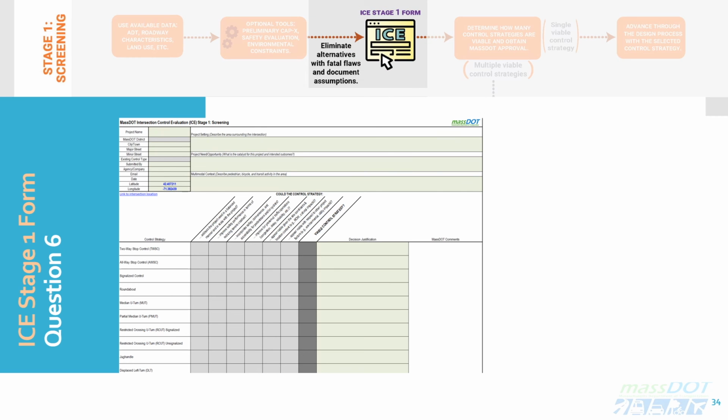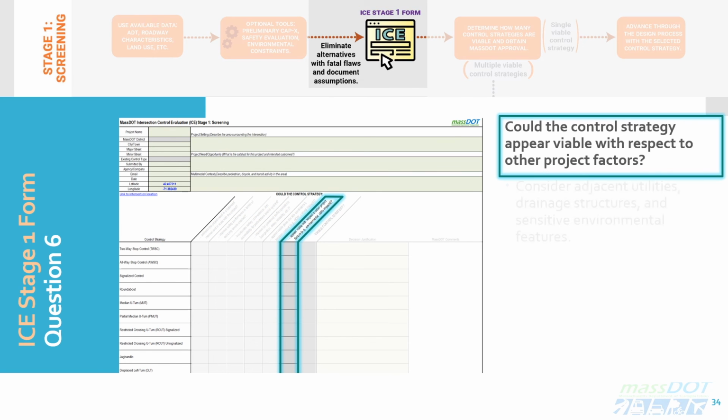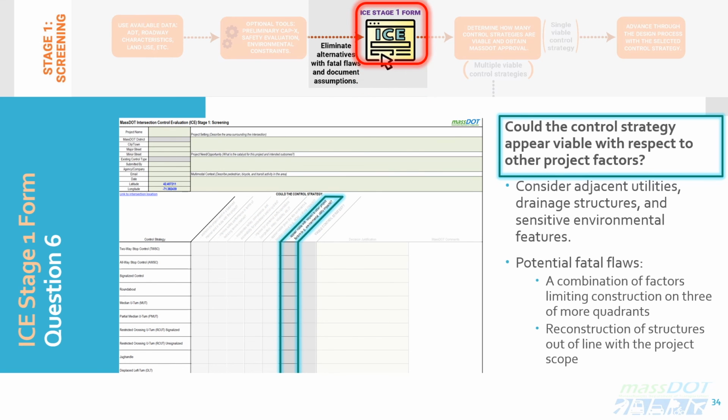The sixth question on the ICE Stage 1 form reads, could the control strategy appear viable concerning other project factors? For example, consider environmental and utility impacts. A control strategy could be fatally flawed if it impacts multiple features on 3 or more intersection quadrants, leaving little chance of design around them. Module 2 of this training series provides further context using a case study to answer these questions.